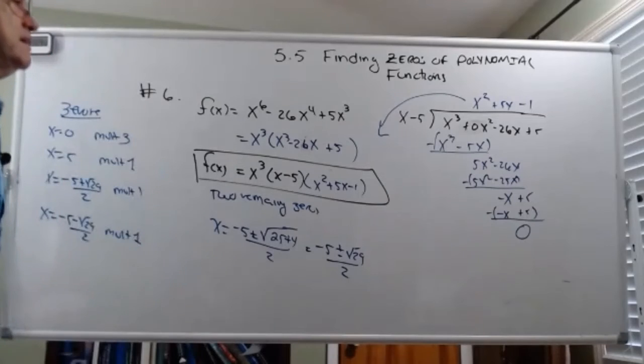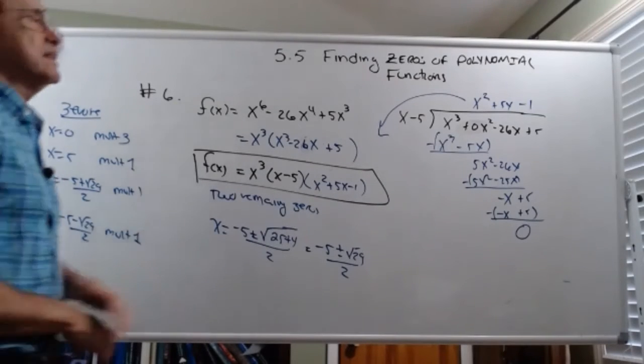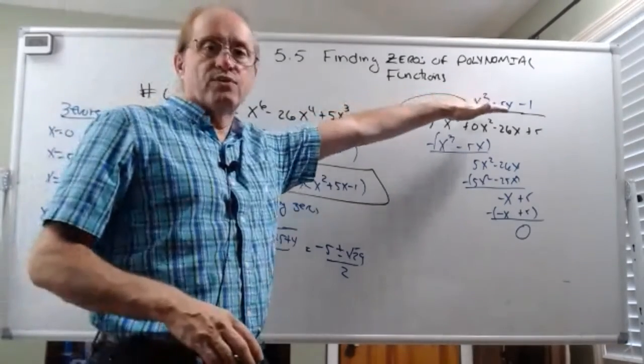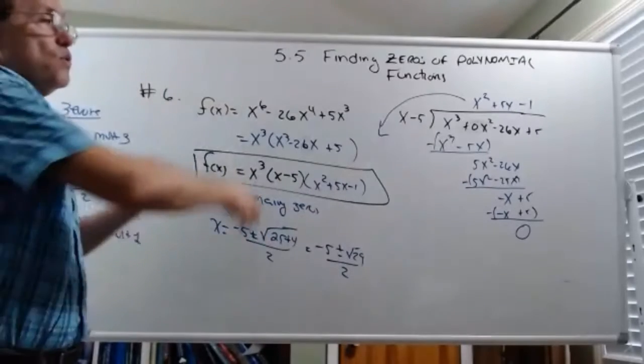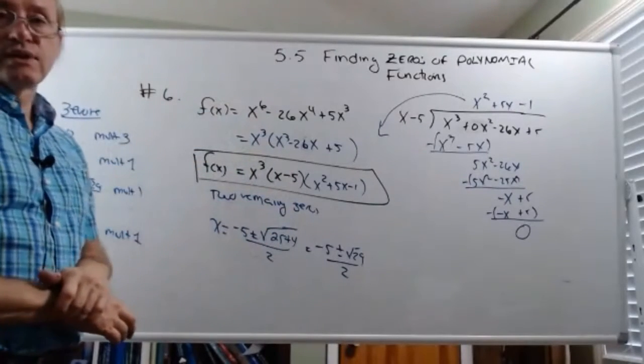But hopefully you see the process over here. My objective is to get it down to an irreducible quadratic. That will contain my complex roots, if they are there, or my radical roots, if they are there.